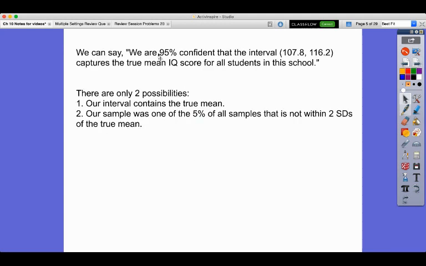We say we are 95% confident that the interval from here to here captures the true mean IQ score for all students in the school, because that's 112 minus 4.2 and 112 plus 4.2. There's only two possibilities. Our interval contains the true mean, or our sample was one of the 5% that is not within 2 standard deviations, and we didn't capture it. There's a 5% chance of that. But we talk about it as a confidence interval, and we say we are 95% confident.